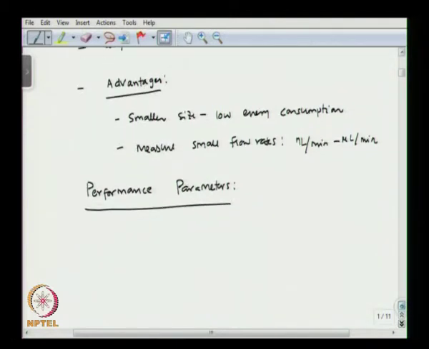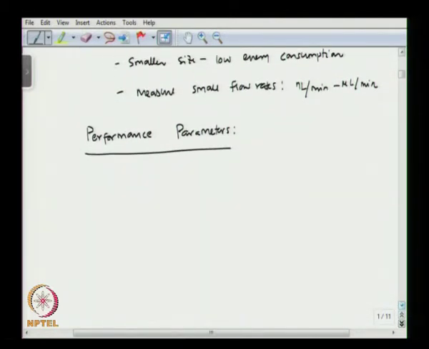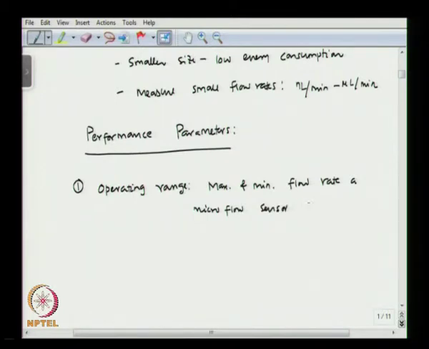The first parameter that we are going to look at is the operating range. Operating range is the maximum and minimum flow rate a microflow sensor can measure. And this would depend on the geometry of the sensor, sensor material, and as well as the principle.